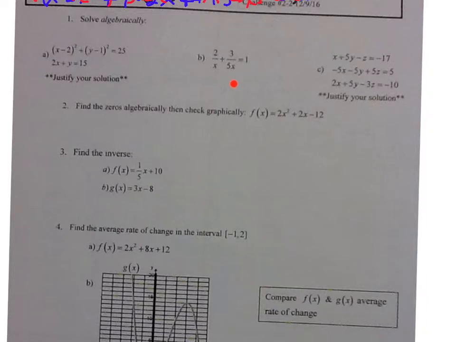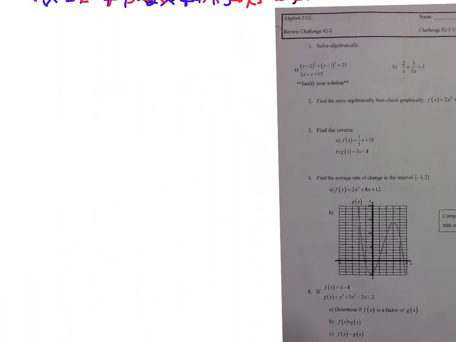Okay, 1B says to solve algebraically, so it's a rational equation. So my rational equation is 2 over x plus 3 over 5x is equal to 1. Remember, the goal is to eliminate the denominators. If I multiply everything by x, that'll take care of the x in the denominator for both this one here and this one. But then I'll be left with the 5.